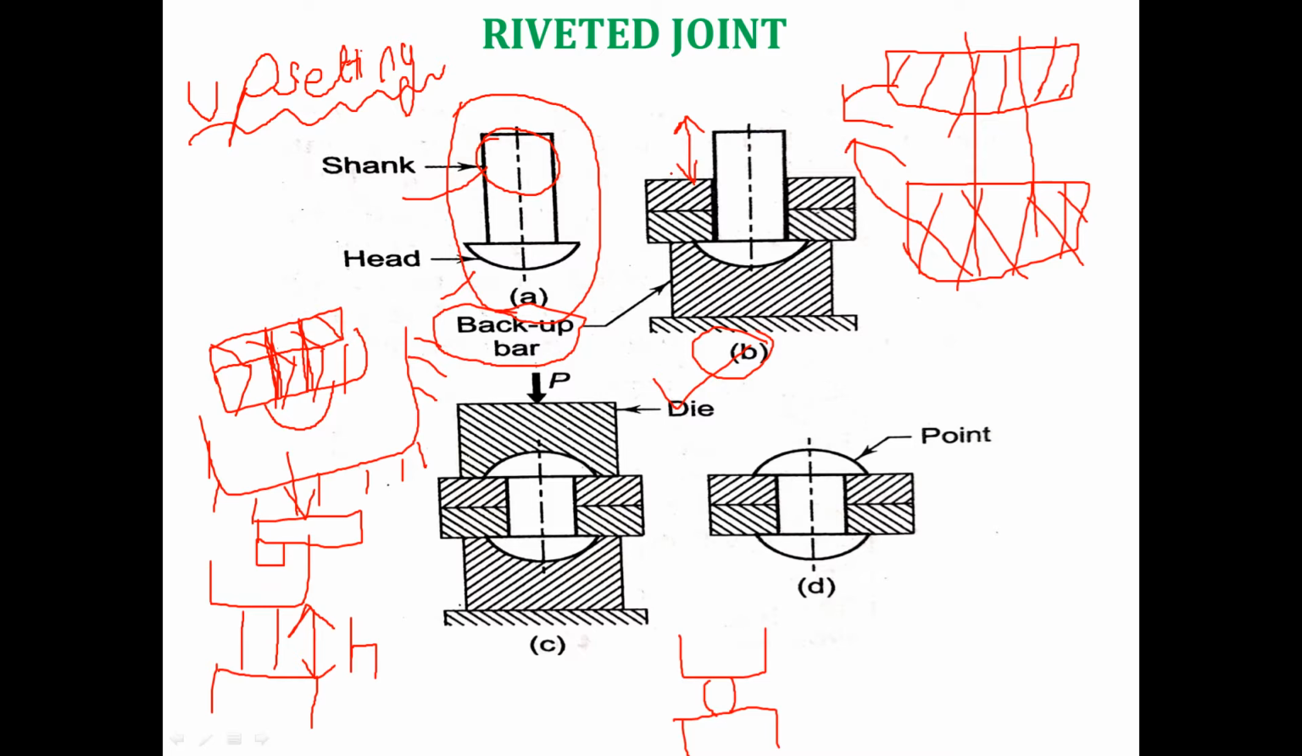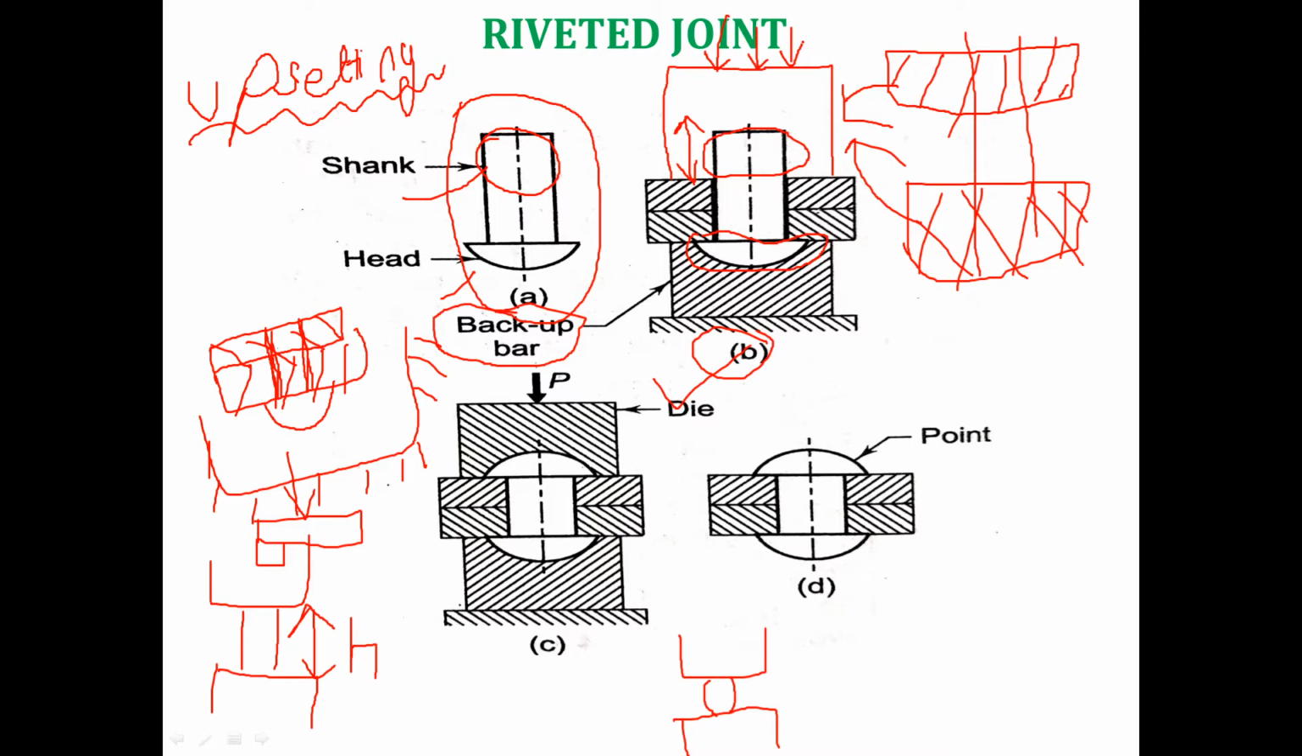So I will place a die over here, and this much portion is open. This much portion I need to give a shape, say a cap kind of shape. So how will I do it? I will do it with the help of this upsetting process. That means here I will apply some hammer blows.